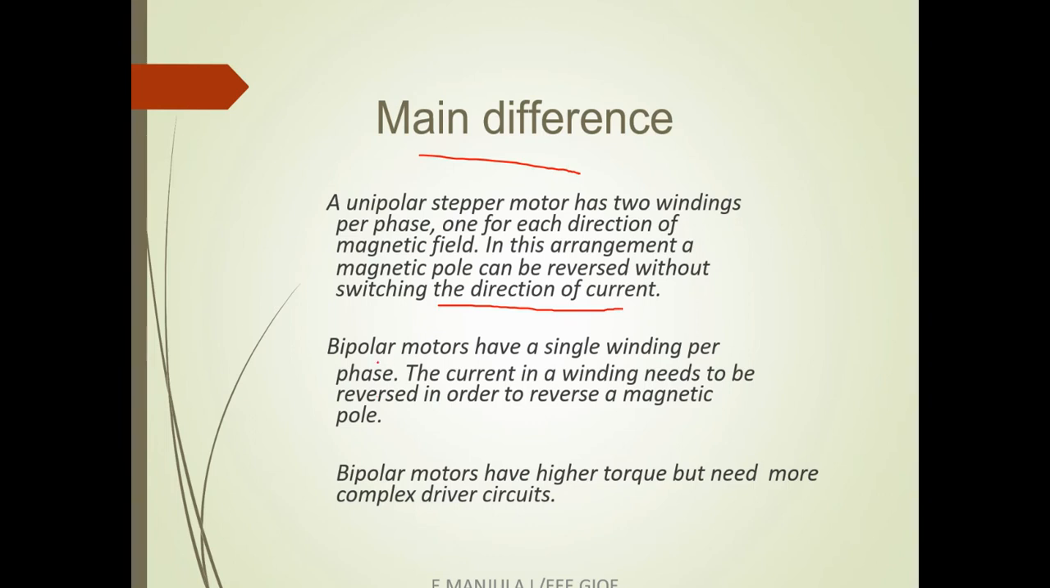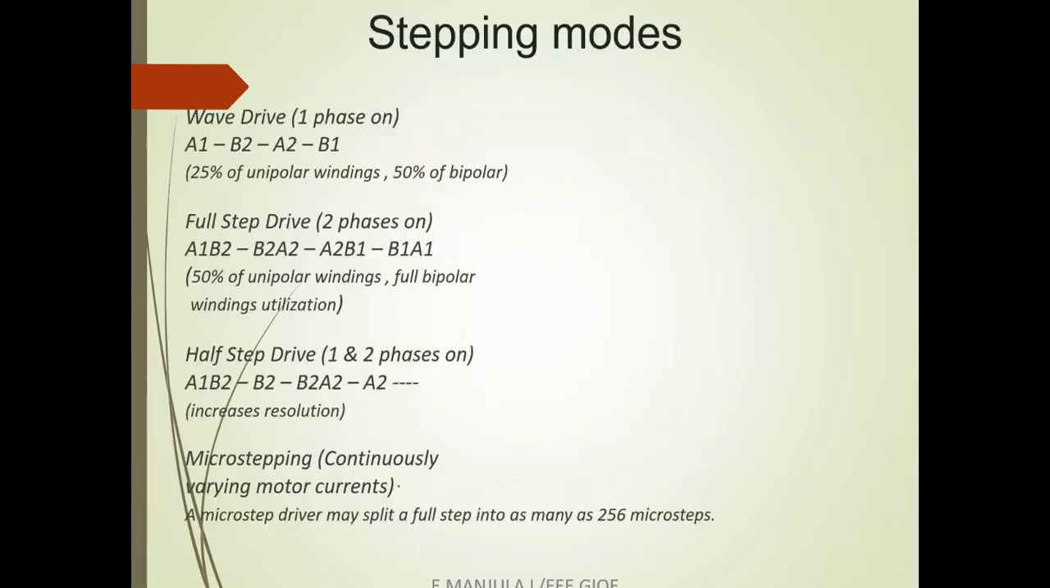Whereas bipolar motors have a single winding per phase. The current in a winding needs to be reversed in order to reverse a magnetic pole. Bipolars have high torque but need more complex driver circuits. So here, the stepper modes. How many stepping modes will be there?